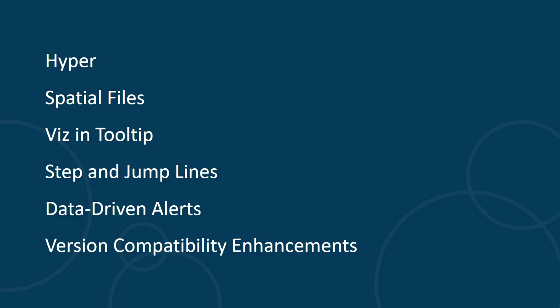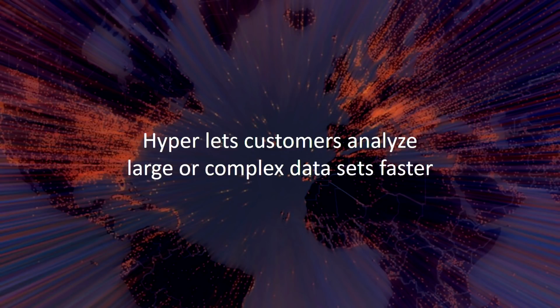Data-Driven Alerts, again, that's the one I mentioned where you can get a flag or an email anytime something happens that's important to you. This idea of compatibility enhancements so that I can save to a different version or download a different version, upload my workbook to a server that has a different version than I'm running, that kind of a thing. Okay, so Hyper.